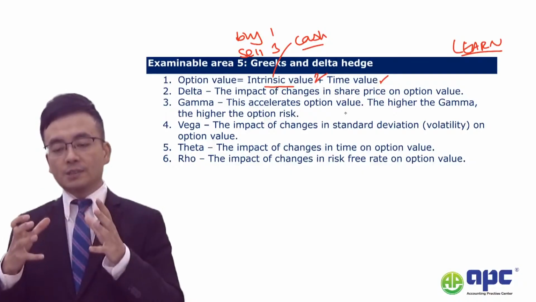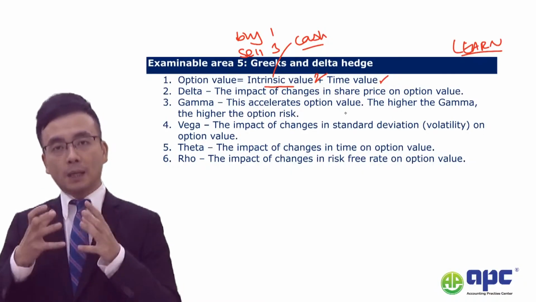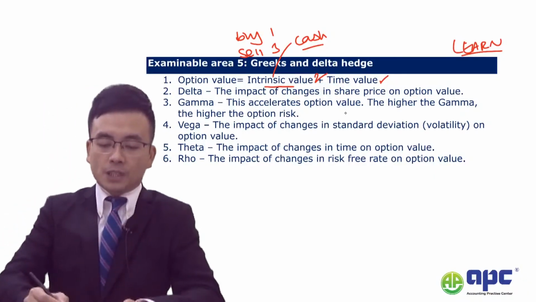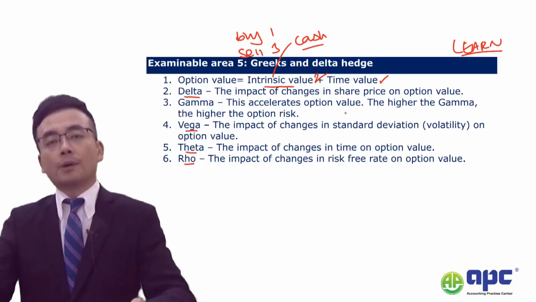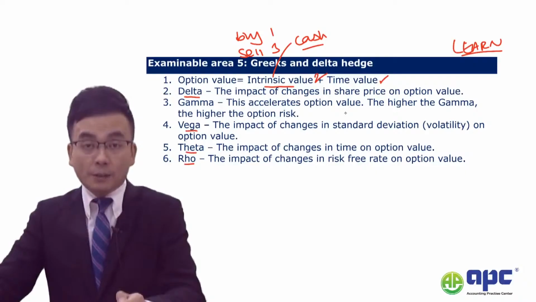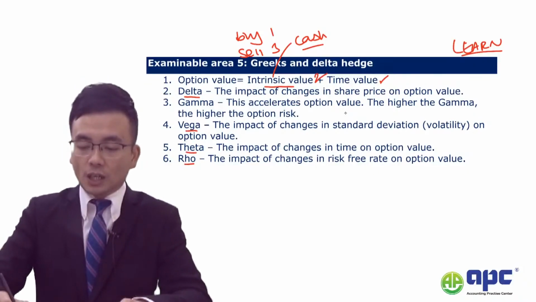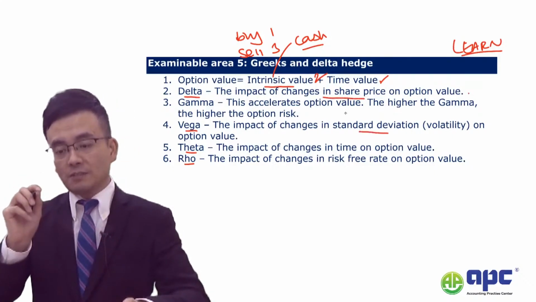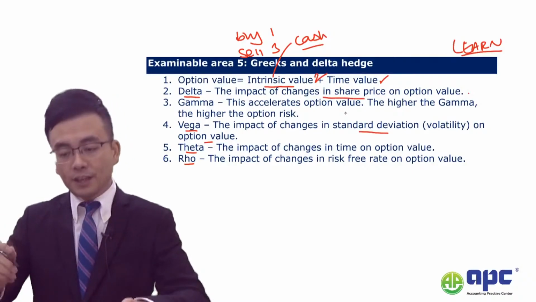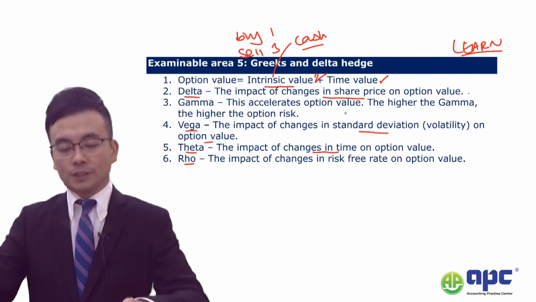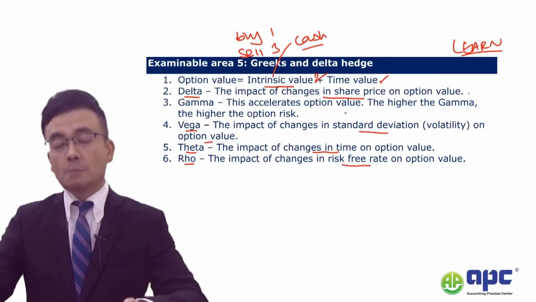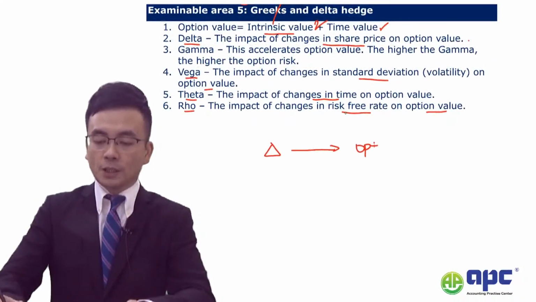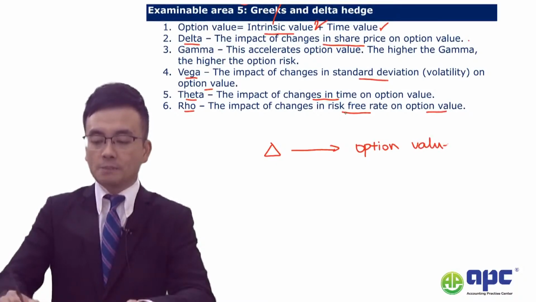And then we've got certain Greeks published by the software directly, but you need to know what they are. For example, delta, vega, theta, and rho. Delta is the change in share price impacting option value. Vega is the change in standard deviation impacting option value. Theta is the change in time impacting option value. Rho is the change in risk-free rate impacting option value. Which means changing something that impacts option value. I want you to memorize them.